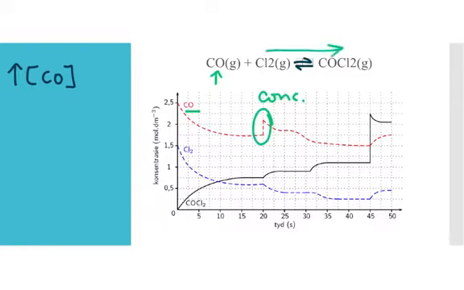If we look at the graph, we should see this reflected. So the CO and the Cl2 should go down, which it does. It goes down there, and it goes down there. And the COCl2 should go up. And again, if I have a look at the COCl2, it does go up. So we're going to say that the concentration of CO increased, and then there was a shift to the right.